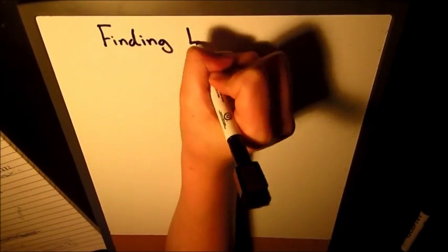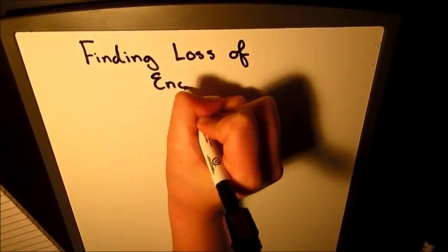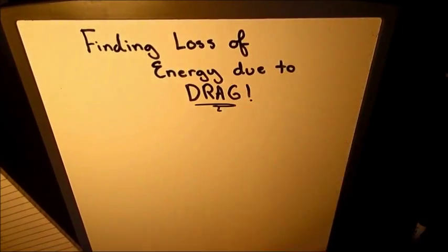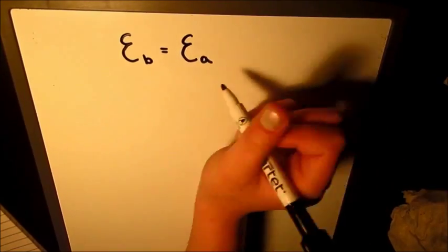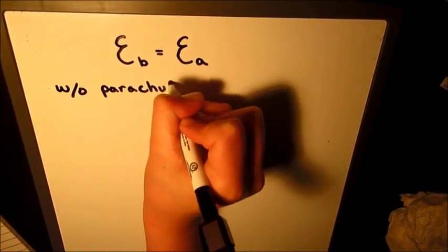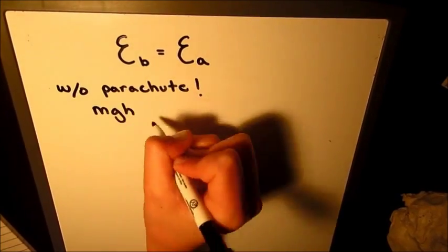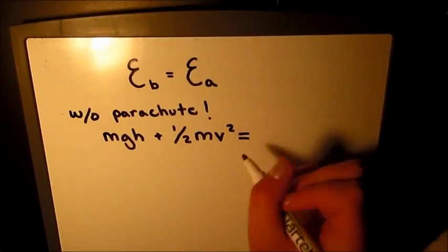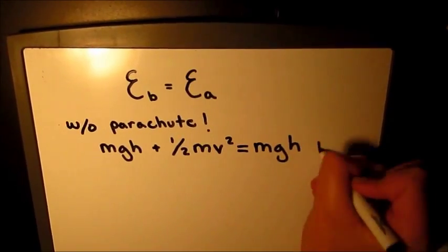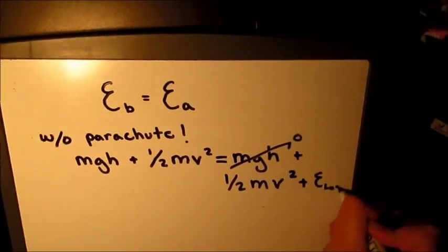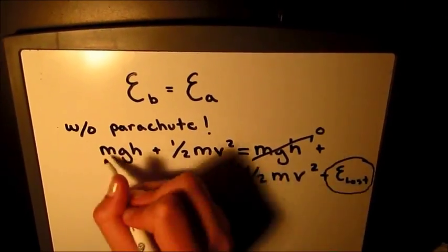Now, we're going to find the loss of energy due to drag. The equation we will be working with is energy before equals energy after. We will start without the parachute. The gravitational potential energy plus the initial kinetic energy, which is 0, is equal to the final gravitational potential energy, which is 0, plus the final or terminal kinetic energy, plus the energy lost due to drag.